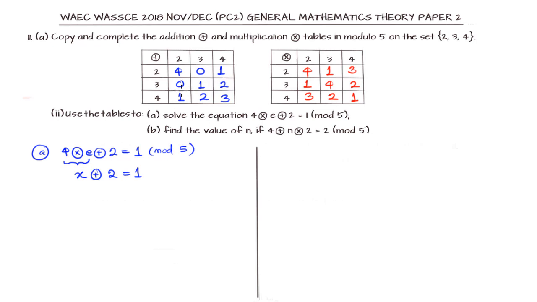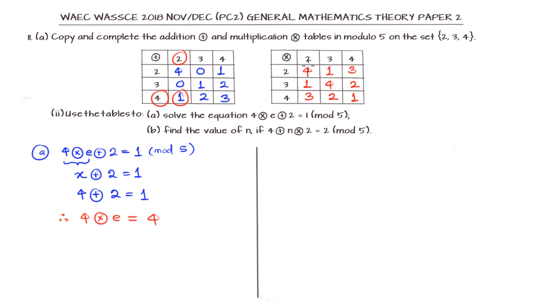Looking at our addition table, we can see that 4 is the number that we can add to 2. So if you add 4 to 2, if you say 2 and 4, that will give us 1. So that means x, the number that we are trying to operate on 2 to give us 1 under modulo 5, is 4. So we have 4 plus 2 is 1. And that means that 4 multiplied by E is the 4 that we just got initially. We represented that as x. So now, we are querying a number that we can multiply by 4 to give us 4.